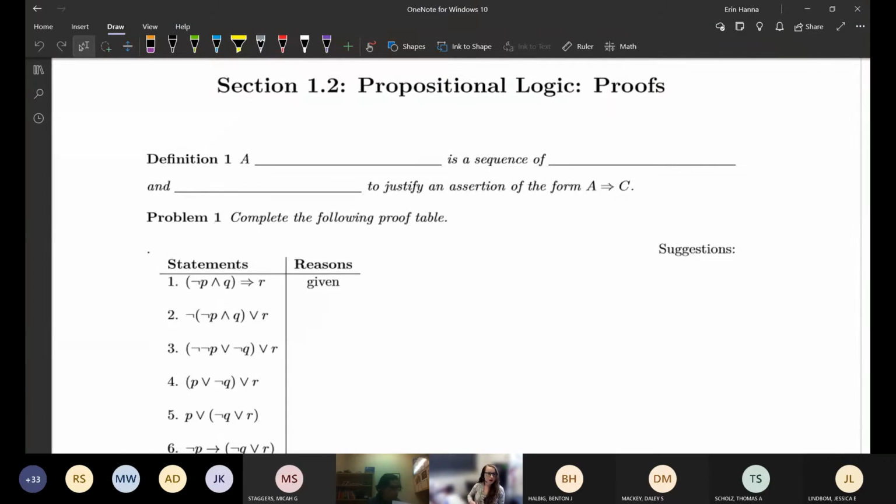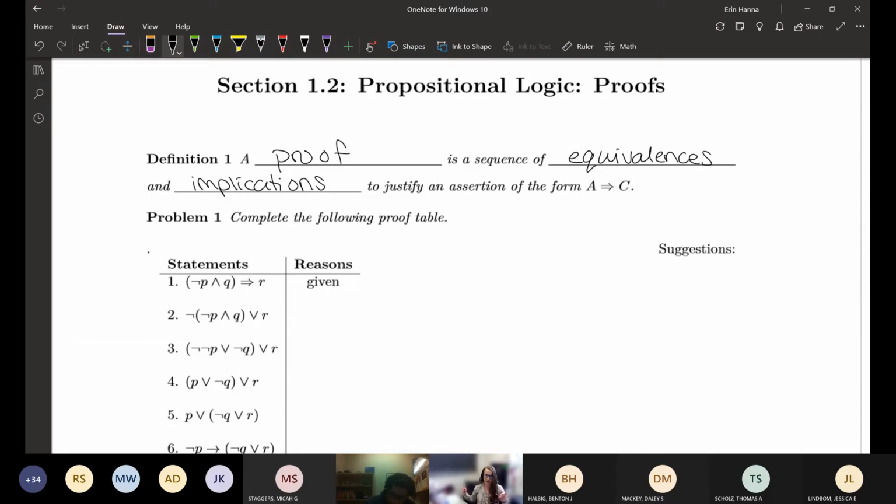So anyway, part 2, section 1.2. Essentially the other day we learned all of the rules and now we're going to actually use them, in their more useful way. So definition: a proof is a sequence of equivalences and implications to justify an assertion of the form something implies something else.